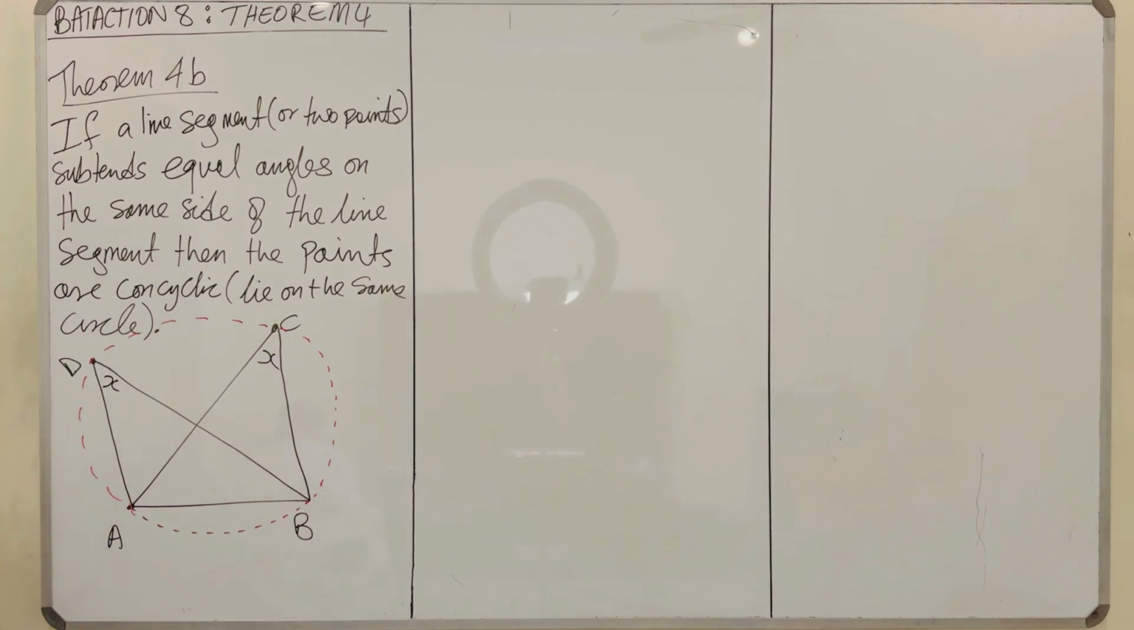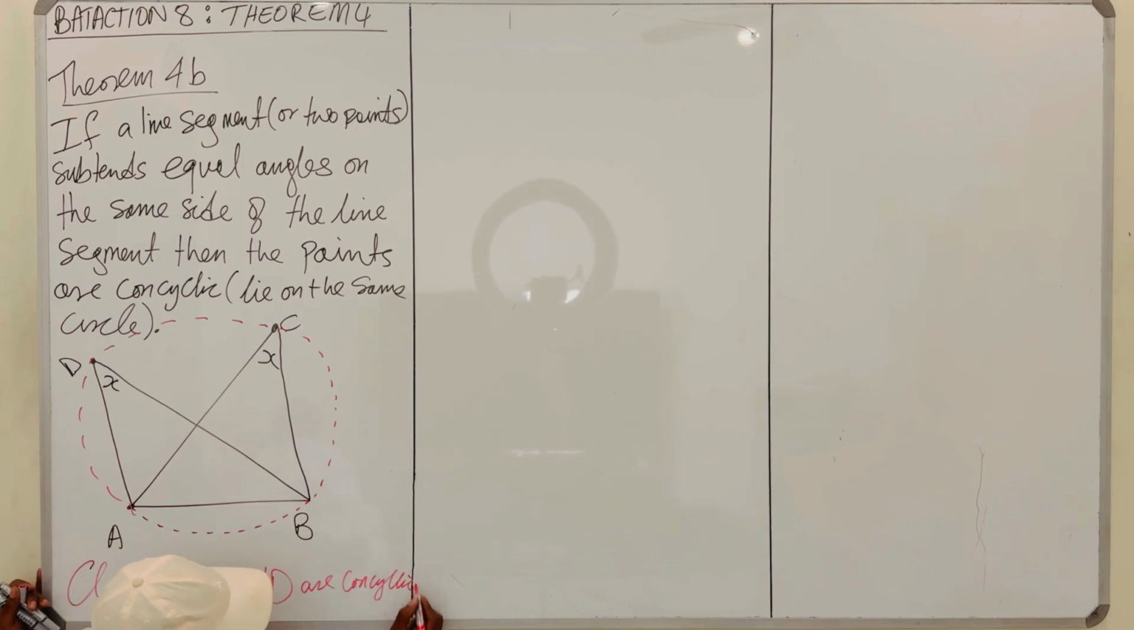So what we're trying to prove is that the points are concyclic. They lie on the same circle. Are you with me? So our claim is that the points, in this case A, B, C, and D, are concyclic. Our claim is A, B, C, and D are concyclic.